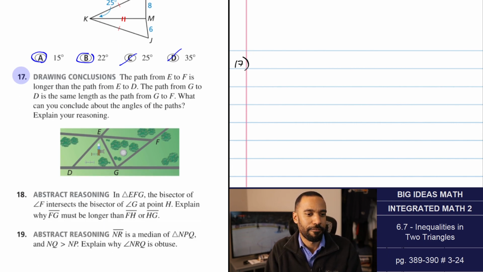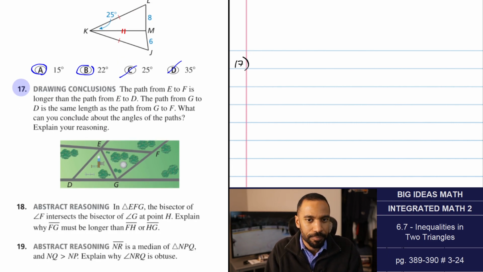The path from E to F is longer than the path from E to D. I want to find a way to do that. I'm going to have 2 big congruent tick marks versus this one. The path from G to D is the same length, so I'm going to do 3 congruent marks here. Path from G to D is the same length as the path from G to F. And of course, by the reflexive property, this guy here. So they said E to F was bigger, right? Yeah, longer. So the 2 congruent tick marks is going to help me with that.